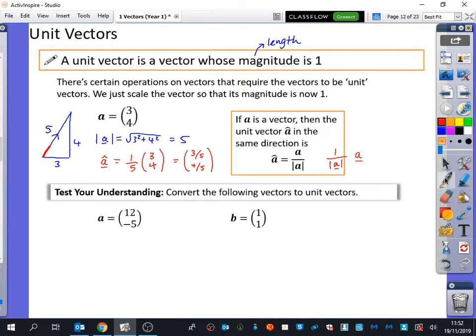Not if you find the magnitude of that, it won't be 1, because you'll do 1 squared plus 1 squared, square rooted. That won't give you the answer 1.